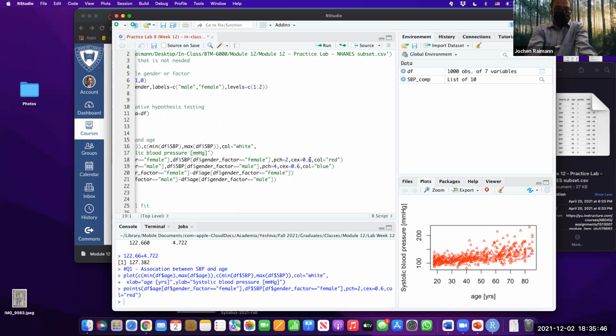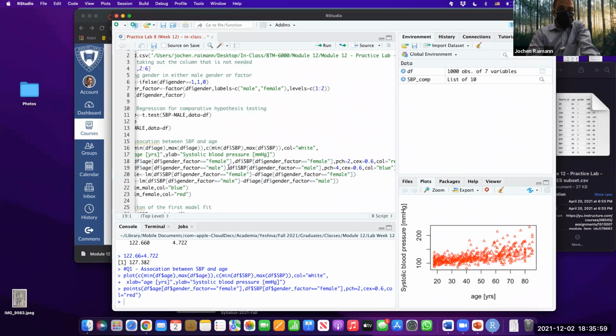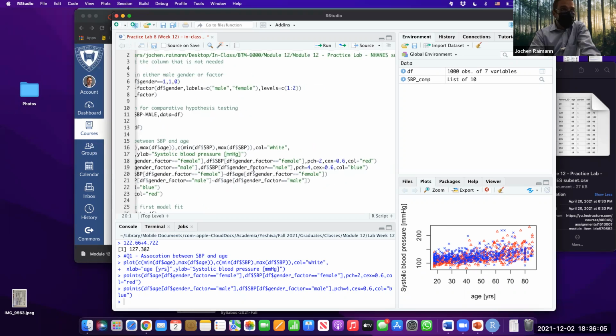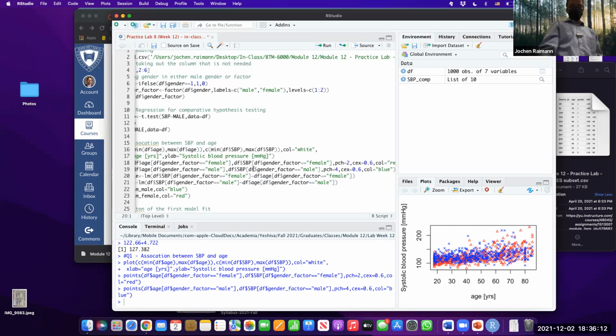CEX 0.6 indicates that it's a smaller triangle than it usually would show by default. So it shrinks the triangle. And color red, COL red, is self-explaining, red. If you do the same with males, you essentially can add now males in a different color. And this is nice to do because by that you can distinguish between both groups.